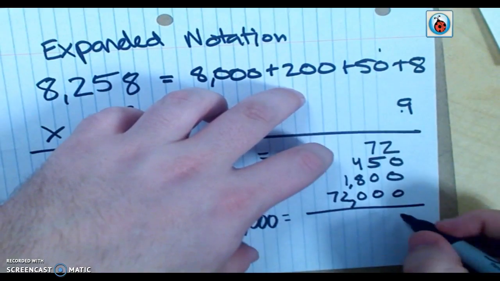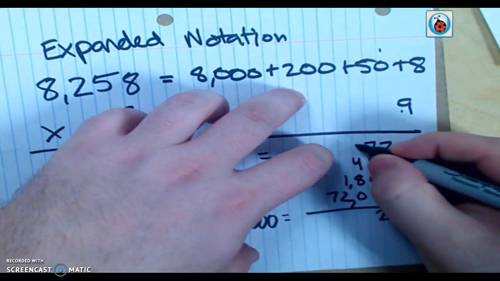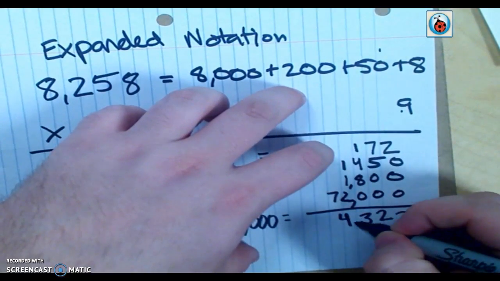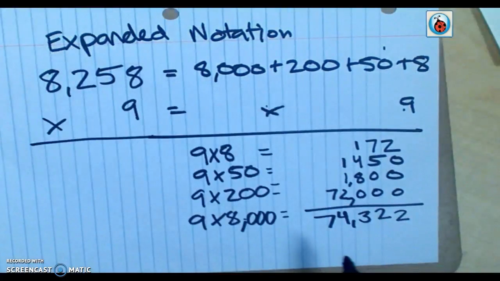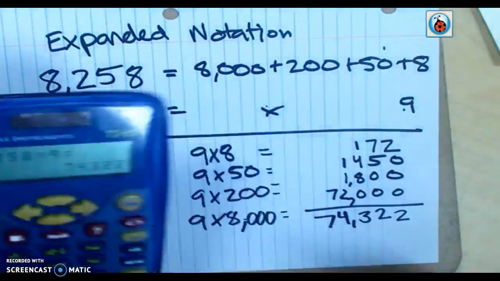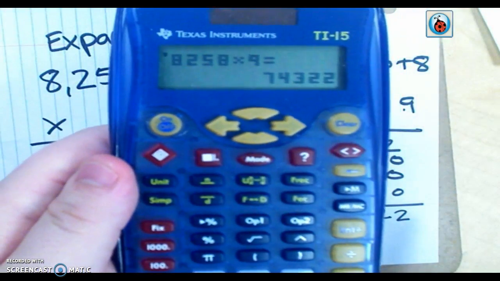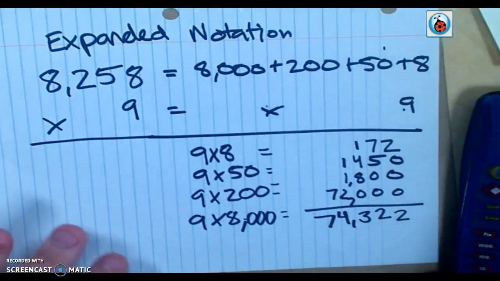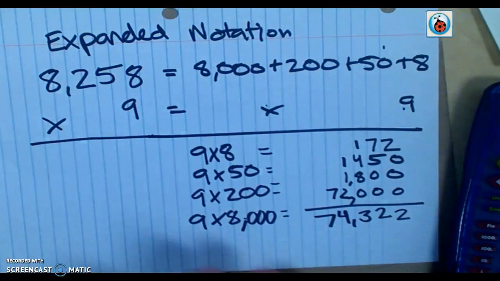When we add these up, 2, 12, carry the 1, 13, carry the 1, 4, 7. So 74,322 is your answer. You can always check it with the calculator. Right here, I already did that, and I had the same response. So it's always a good idea to check it with the calculator.